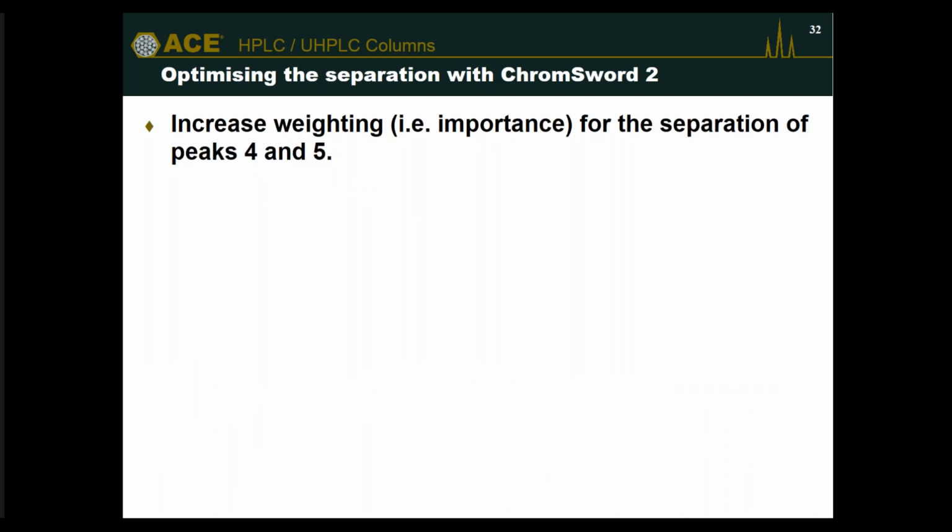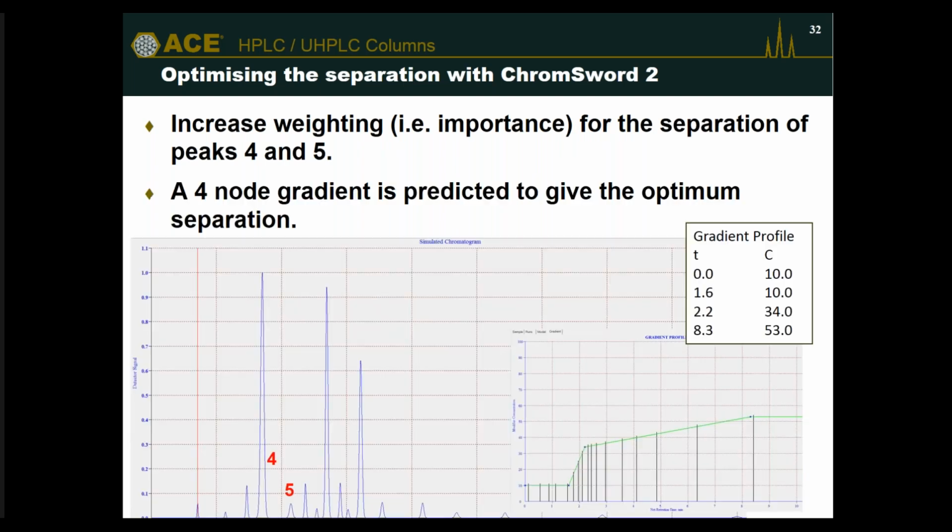Now, what we can do with the ChromSword software is that it has this option for weighting. So we can go into the software and say that the separation of peak 4 and peak 5 is really important to us. So we want to improve the separation of peak 4 from peak 5. And when we put that option into the software, you can see that this is the predicted chromatogram. It gives us even more resolution between the main compound, paracetamol, and the impurity, paraxanthine.